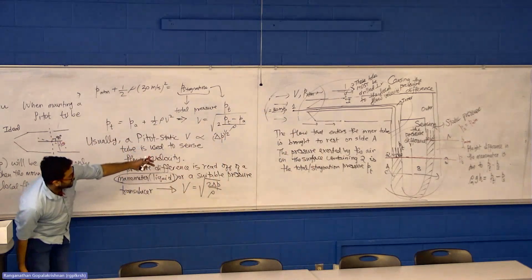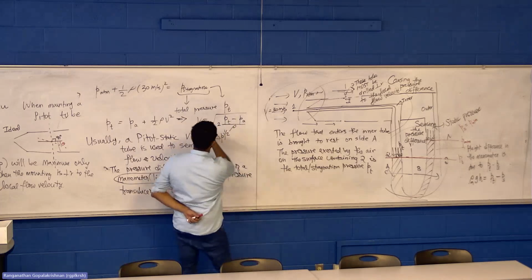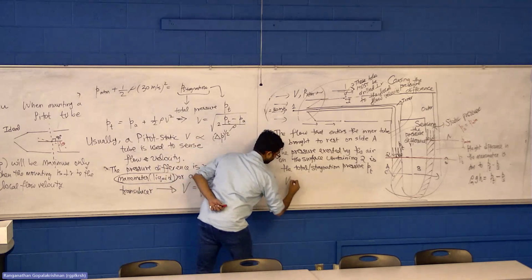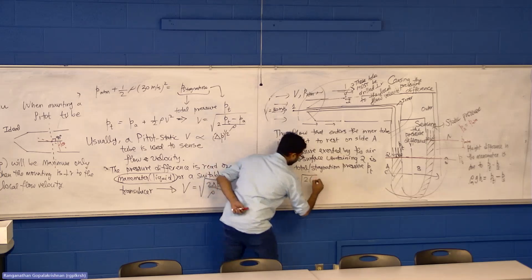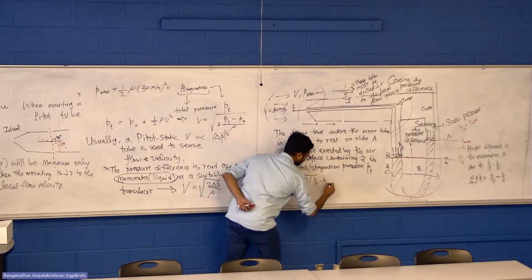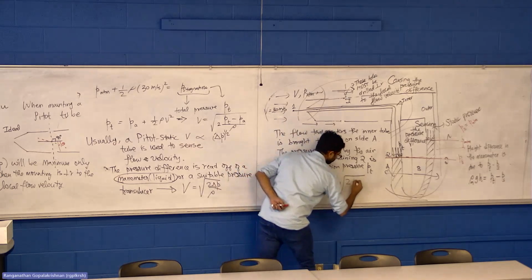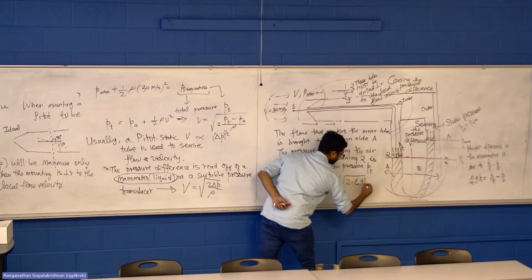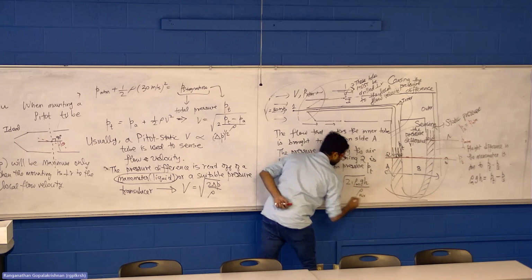So from now you can take this problem home, in the sense that you know there is an equation for velocity. V equals square root of 2 times (Pt minus Ps) divided by density. But this is 2 times the density of the manometer fluid multiplied by g times h, divided by the density of air.